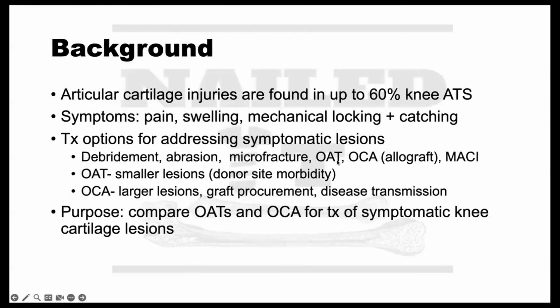So just some background information that we already discussed: articular cartilage injuries are found in up to 60% of knees, which present with pain, swelling, and occasional mechanical symptoms like locking and catching. There are multiple treatment options, like Ehab alluded to, for addressing these lesions, including debridement, microfracture, OATS, allograft or autograft transfer, MACI, ACI, and indications for an allograft versus an autograft. So the main purpose of the study is to compare osteochondral autograft versus allograft for the treatment of symptomatic knee cartilage lesions.